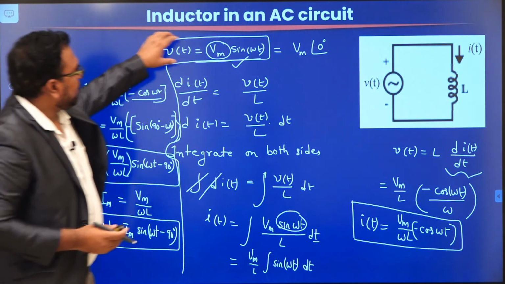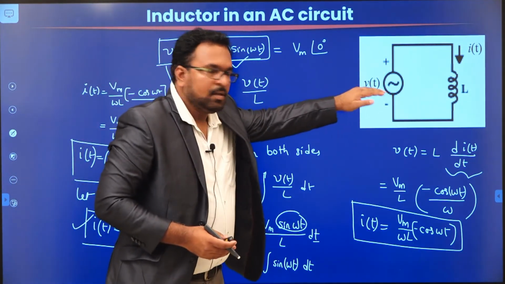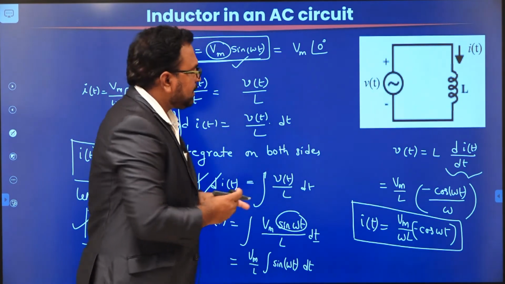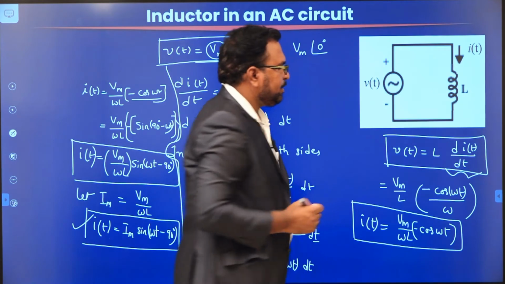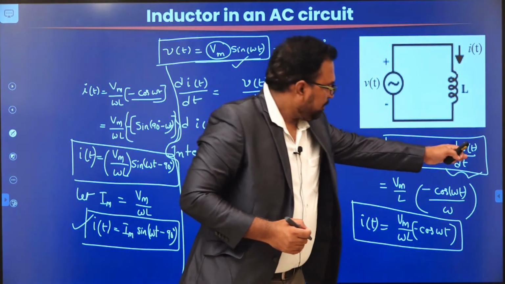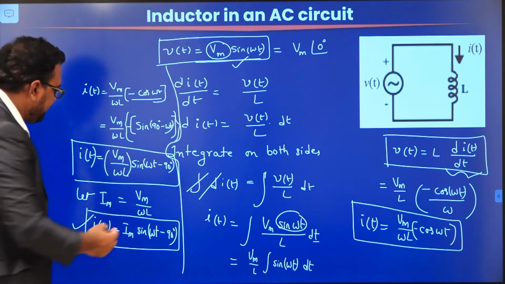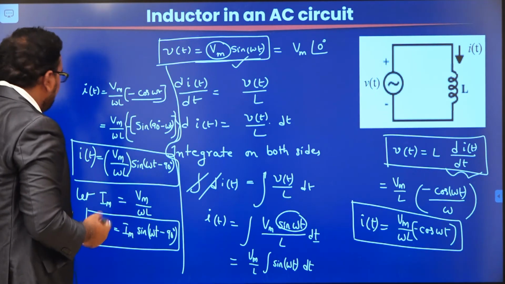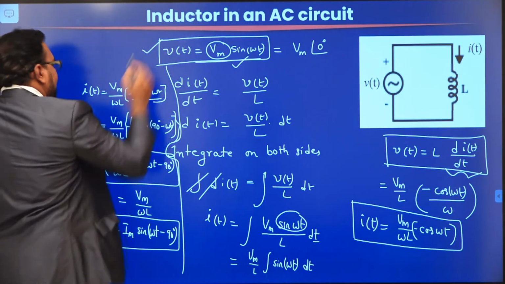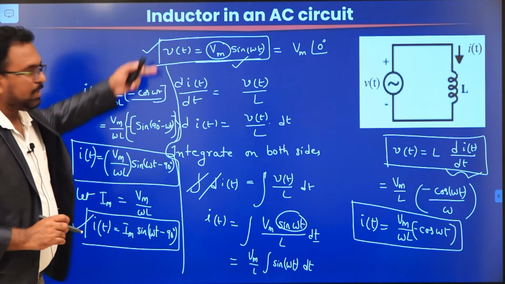So what was the first step? We applied a sinusoidal voltage across an inductor. In the case of an inductor, the relation between voltage, current and inductance is V of t equal to L di by dt. From this expression, we calculated the current, and the obtained current is I of t equal to Im sin of omega t minus 90. Now let us draw the graphical representation of these two expressions, voltage and current.